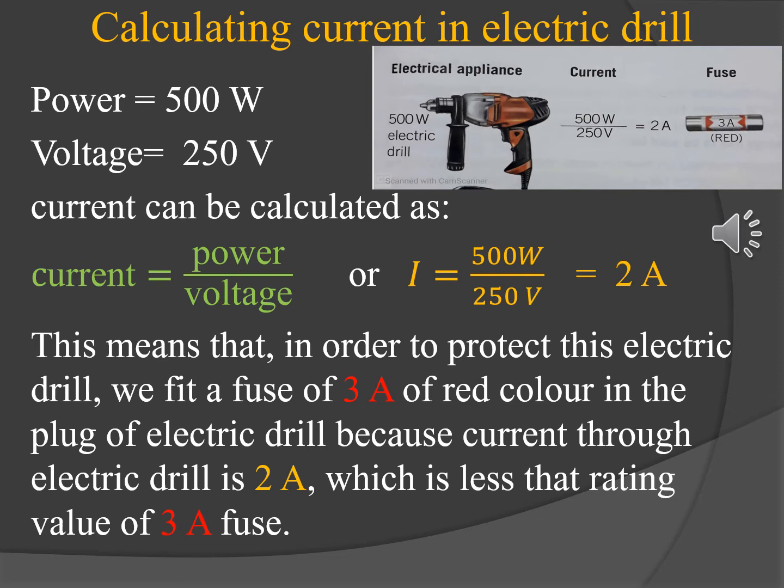This means that, in order to protect this electric drill, we fit a fuse of 3 ampere of red color in the plug of electric drill because current through electric drill is 2 ampere, which is less than rating value of 3 ampere fuse. I hope you have understood this.